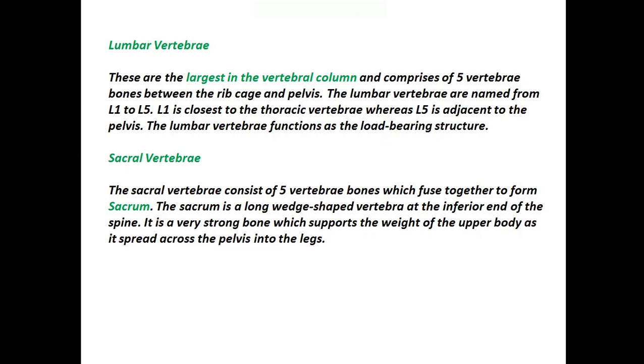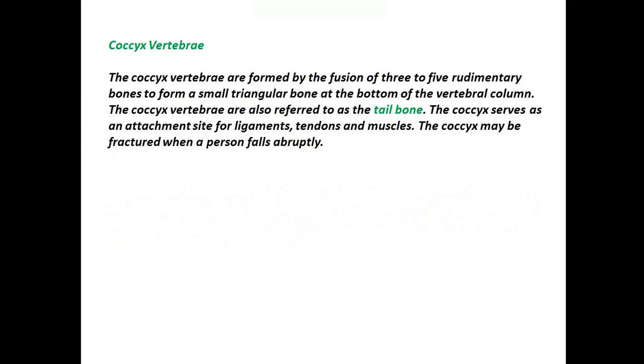Next, sacral vertebrae. The sacral vertebrae consist of 5 vertebrae bones which fuse together to form the sacrum. The sacrum is a long wedge-shaped vertebra at the inferior end of the spine. It is a very strong bone which supports the weight of the upper body, as it spreads across the pelvis into the legs. Finally is the coccyx.